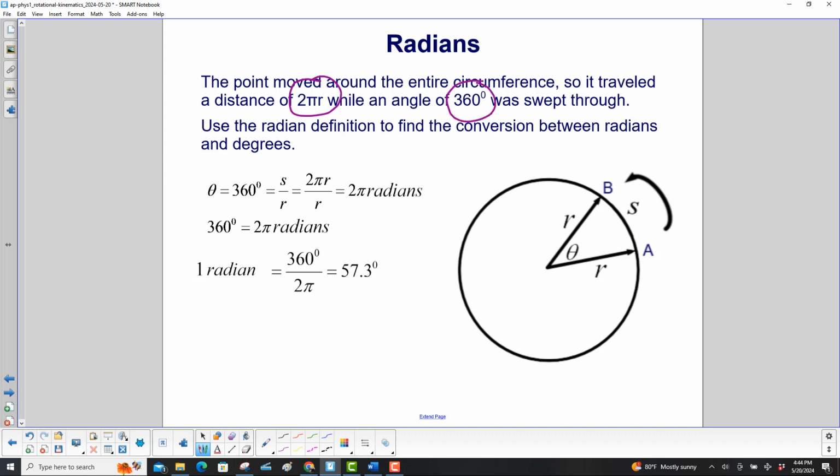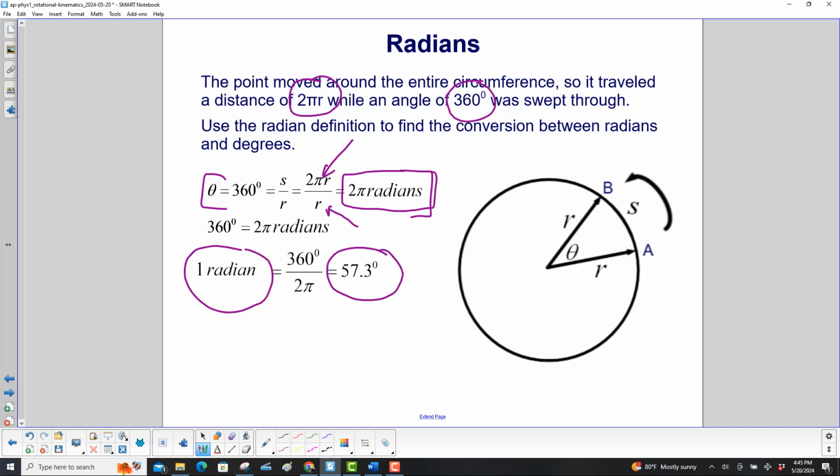We are now going to use the radian definition to find the conversion between radians and degrees. So we have theta is 360 degrees. That equals S over r. S is 2 pi r, the circumference that we covered. r is the radius. And we get 2 pi radians. So 360 degrees equals 2 pi radians. Divide both sides by 2 pi, and we find that 1 radian is equal to 57.3 degrees.